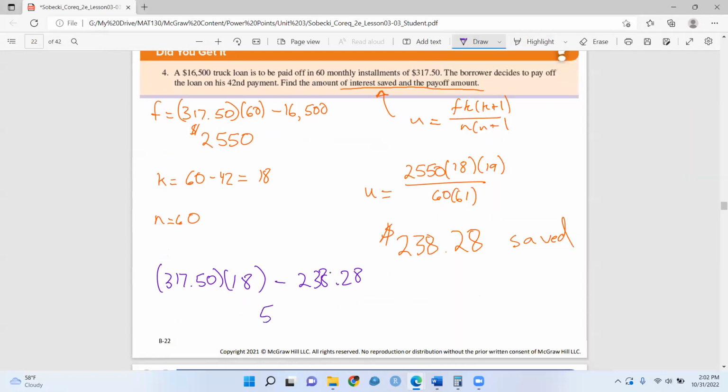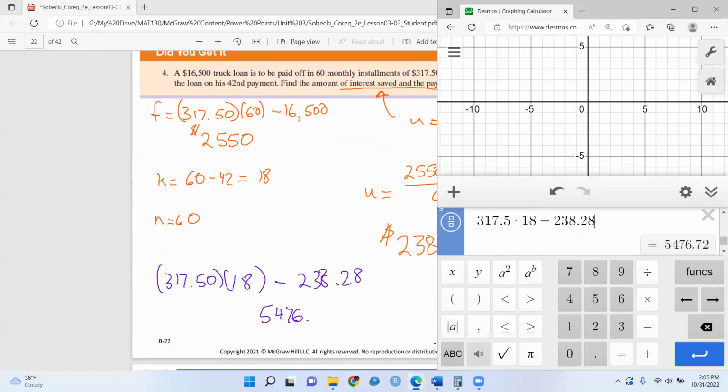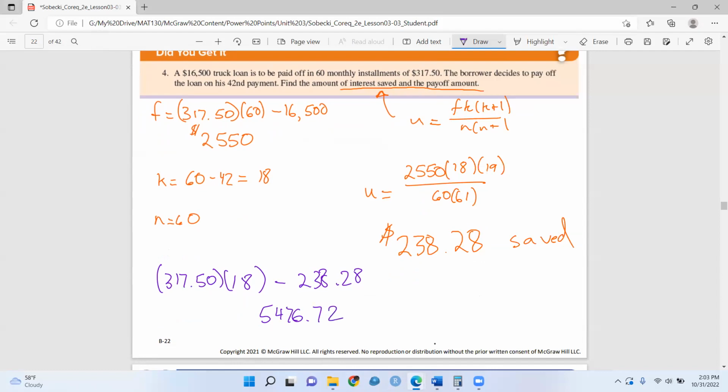So that's $5,476.72. We need this much cash in order to save $238. In my opinion, probably not worth it, because I probably can't do it. But if you have a car loan and you see that payoff calculator and they're like, hey, this payoff amount is valid for 15 days, this is how they're doing that calculation.